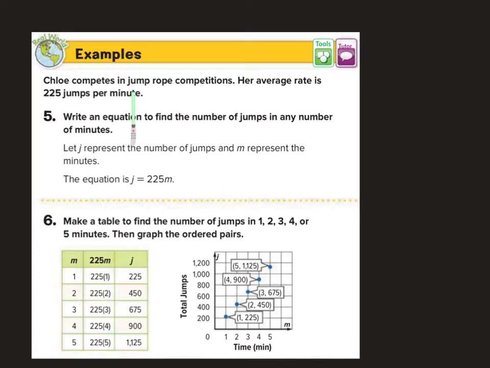So let's take a look at example 5. Chloe competes in jump rope competitions. Her average rate is 225 jumps per minute. Write an equation to find the number of jumps in any number of minutes. Let J represent the number of jumps and M represent the minutes.